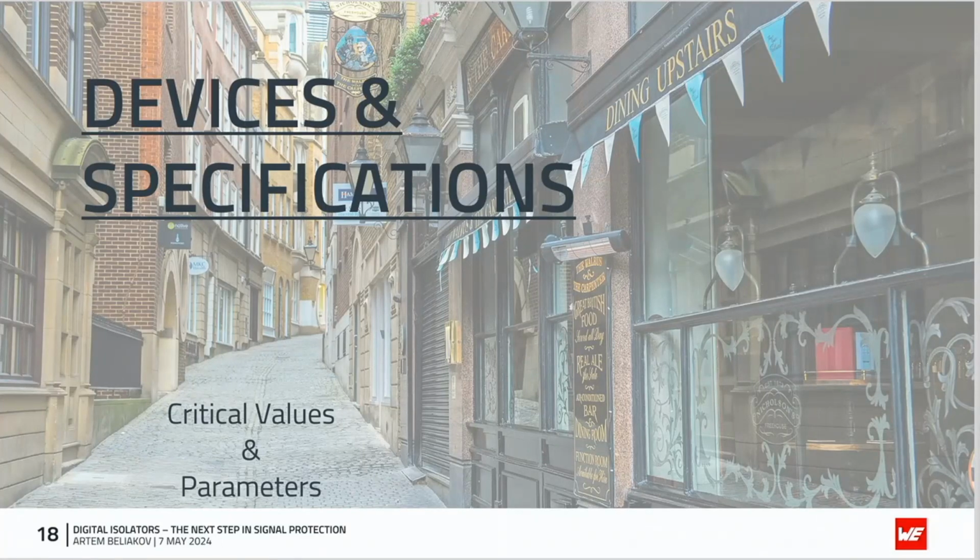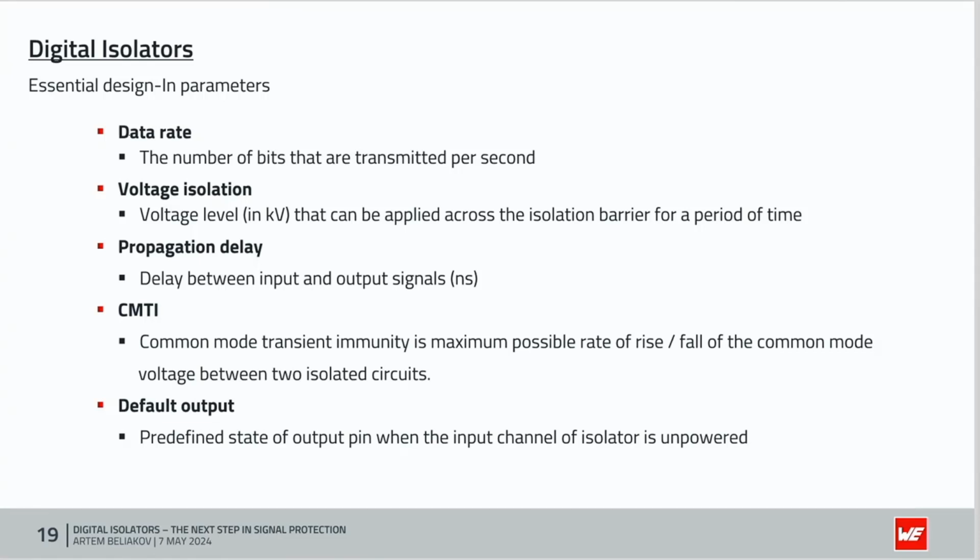Now let's discuss our portfolio, but first I would like to specify the main properties of digital isolators. First, data rate, which means the number of bits that are transmitted per second. Second, voltage isolation, the voltage level that can be applied across the isolation barrier for a period of time. Propagation delay, the delay between input and output signals.